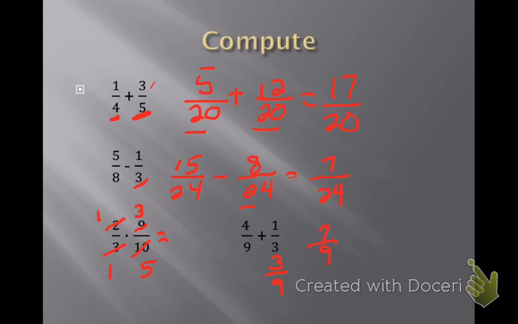Now I'm going to multiply my numerators. 1 times 3 is 3. Multiply my denominators. Always look to see if it is in lowest terms, because if it's not, that meant you didn't finish the problem.